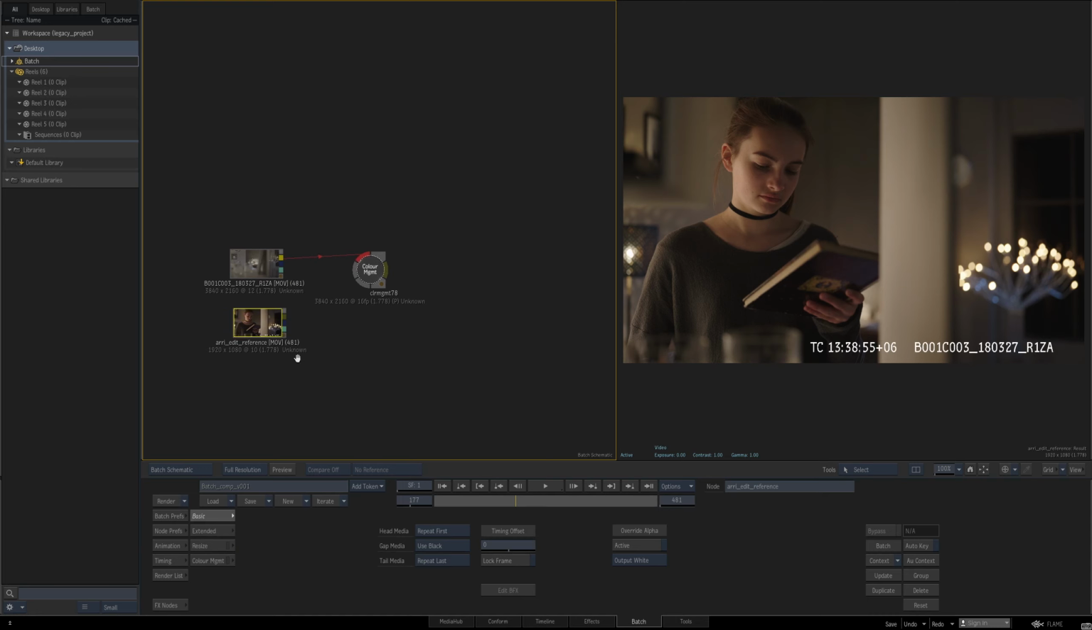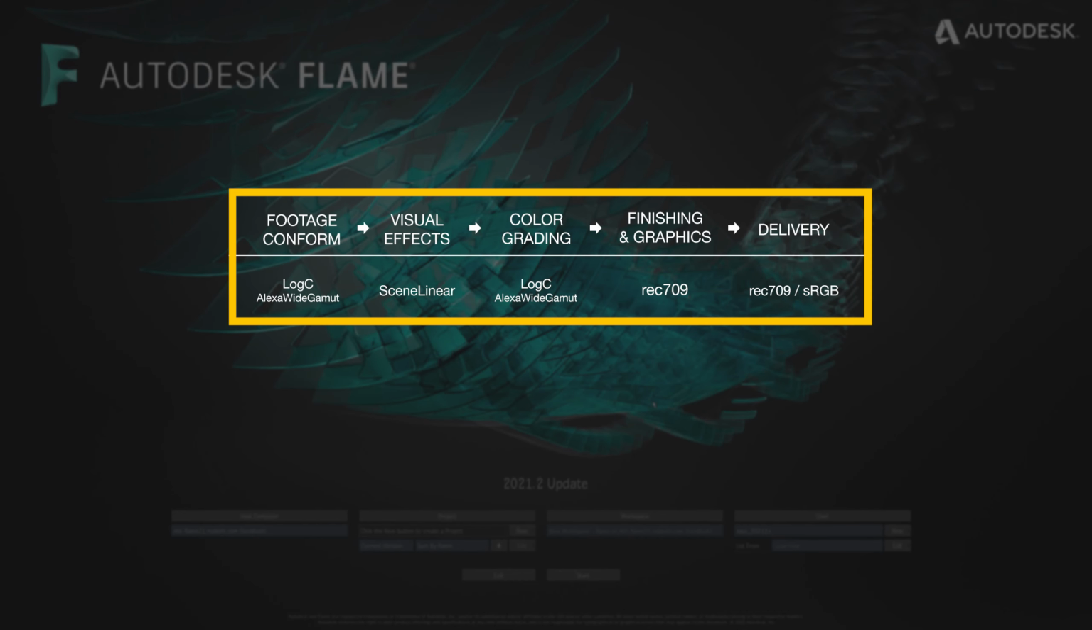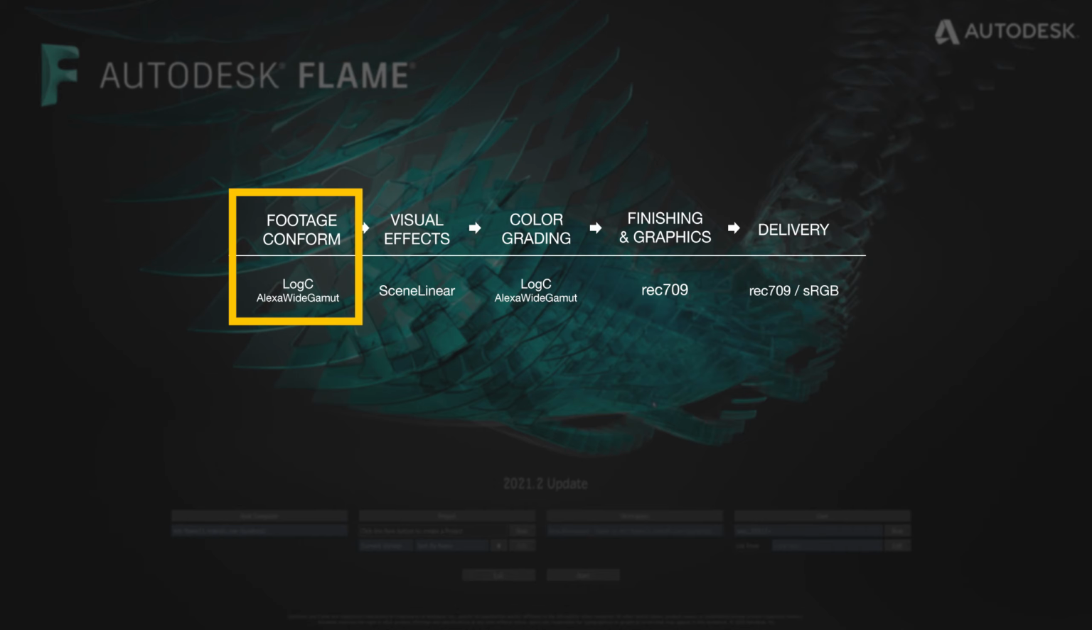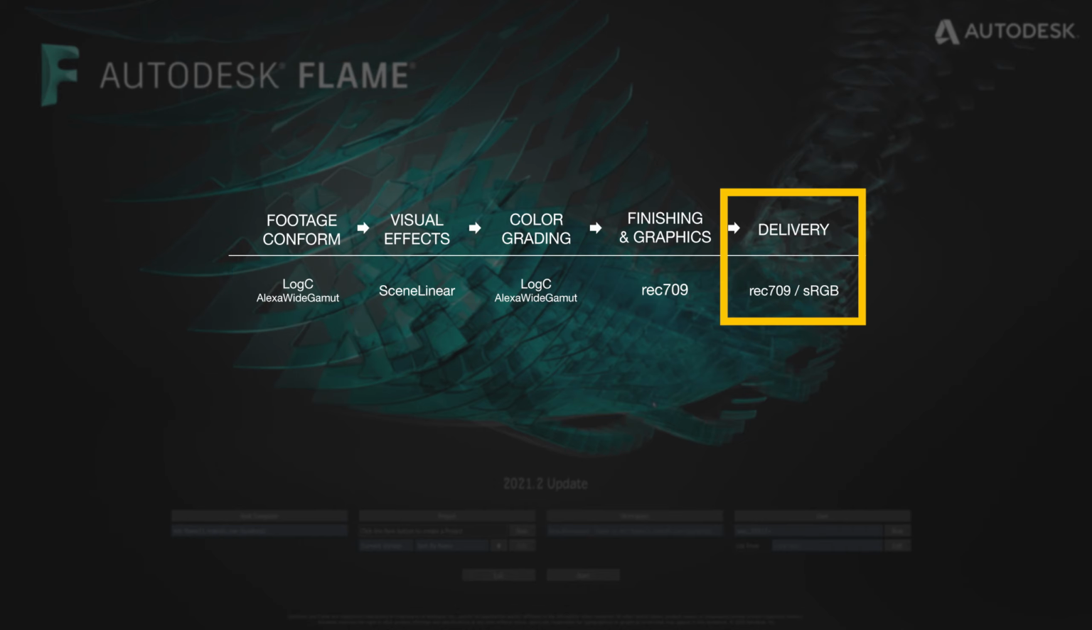So how can we work in log or linear watching at the right colors? The first thing that we need is to define our workflow. Let's say we receive the footage from camera and we final deliver in Rec 709. That would be a very common example.